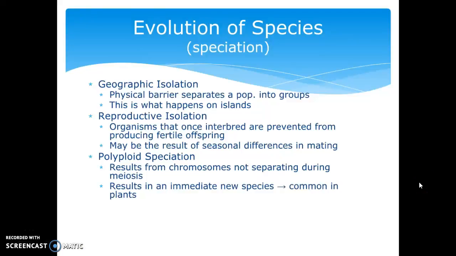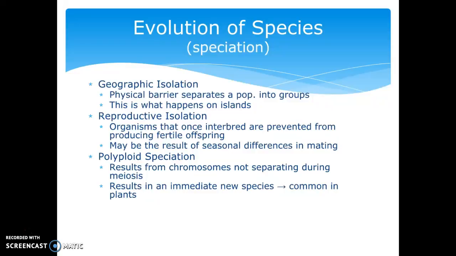This slide talks about speciation, or how different species evolve. So how do you get from one species of mouse to another species of mouse? A couple different ways. Geographic isolation means that there is some sort of physical barrier that separates a population into groups. So islands, mountains, there's a body of water. Those are all ways that groups could get separated from one another.